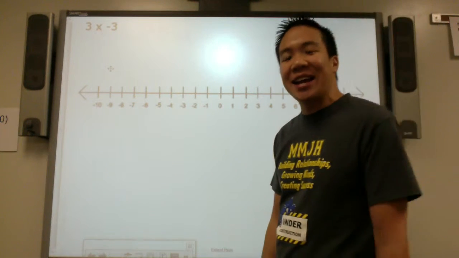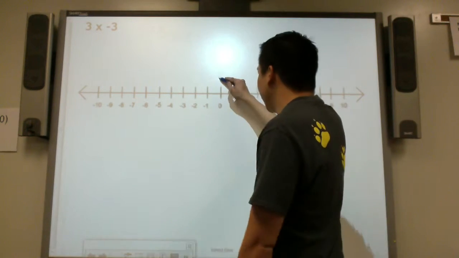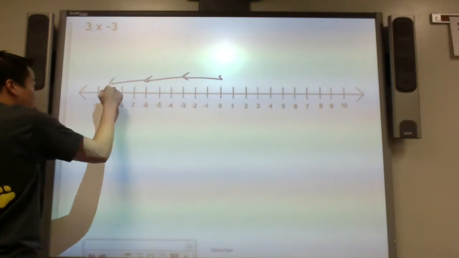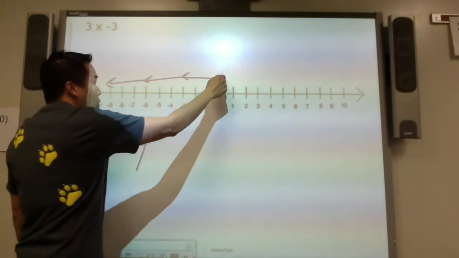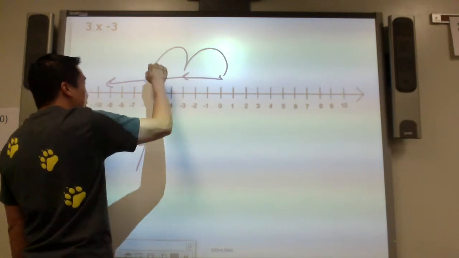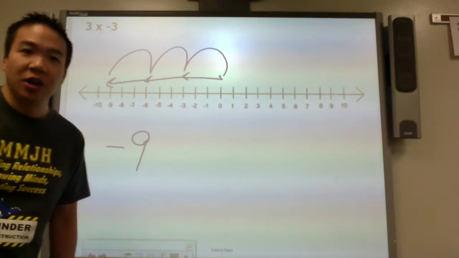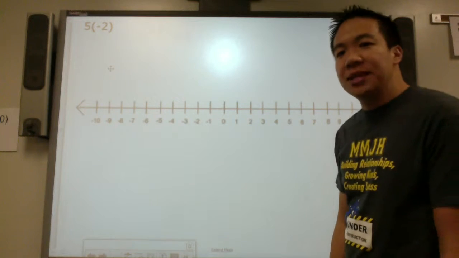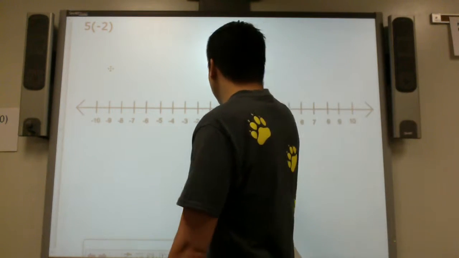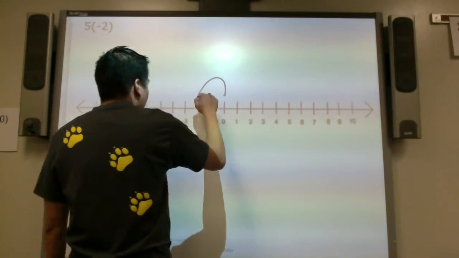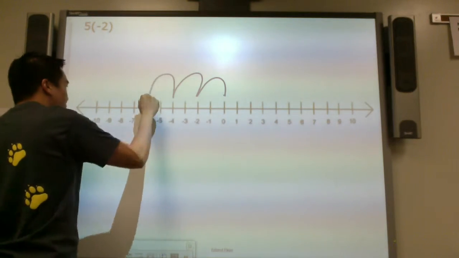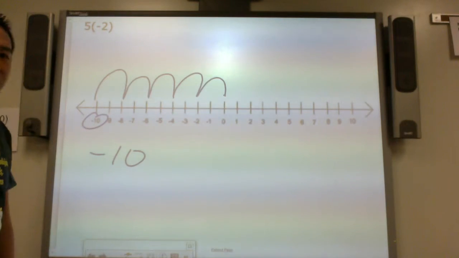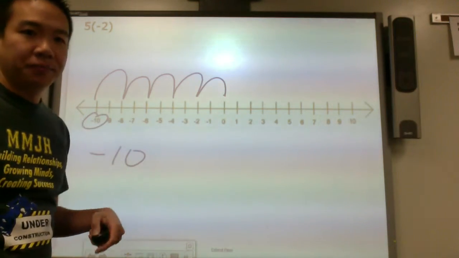3 times negative 3 is 3 groups of negative 3. Here's one group of negative 3, here's a second group of negative 3, here's a third group of negative 3. It stops at negative 9. Skip counting by 3s on the negative side. Negative 9. 5 times negative 2. That's 5 groups of negative 2. So we're going backward. So it's one group, 2 groups, 3 groups, 4 groups, 5 groups, negative 10. So you're skip counting by 2 backward.